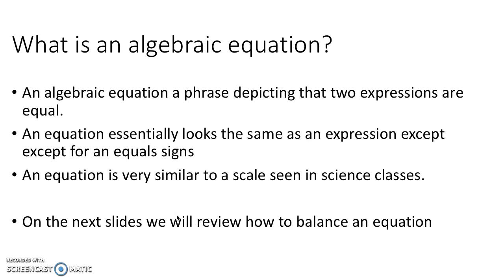What is an algebraic equation? An algebraic equation is a phrase depicting two expressions that are equal. An equation essentially looks the same as an expression except for an equal sign, followed by another expression. An equation is very similar to a scale seen in a science room. Both sides have to be balanced. The next few slides will review how to balance an equation.